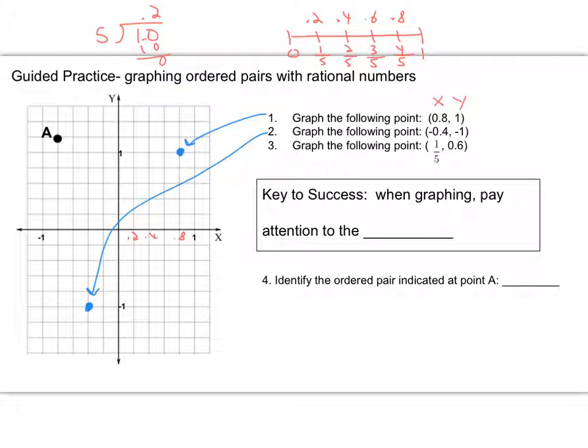I need 1/5. Well, just like 1/5 we know corresponds to 0.2. This 0.2 is also 1/5. So there's my x. And I need 0.6. So we know going up we have 0.2, 0.4, and 0.6. So I know that my point is going to go right there.